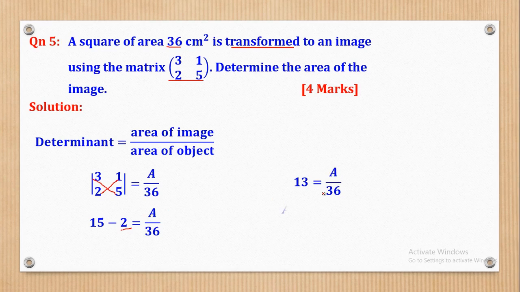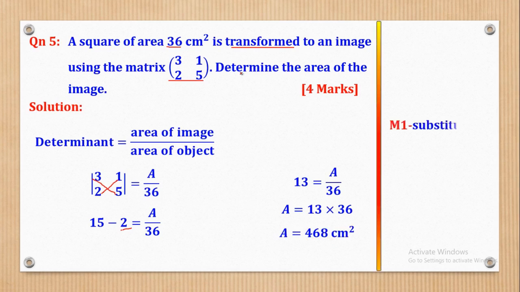Now from there we shall cross multiply. When I cross multiply, I'll come up with A being equal to 13 times 36. And when I use the calculator, I'll come up with 468 centimeters squared. So basically this is the area of the image which was required.